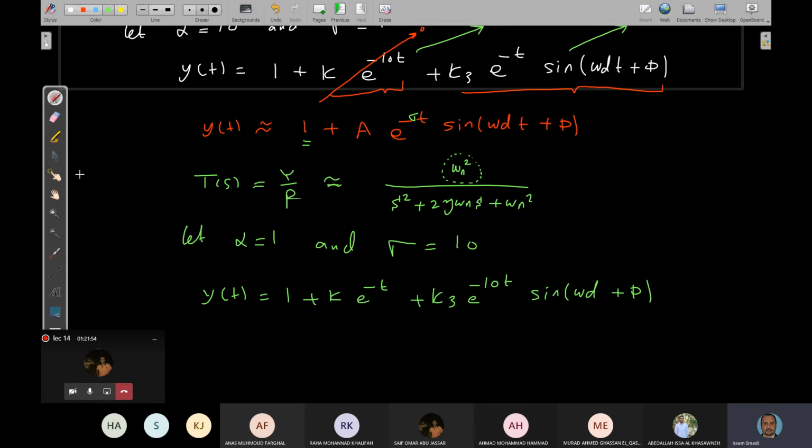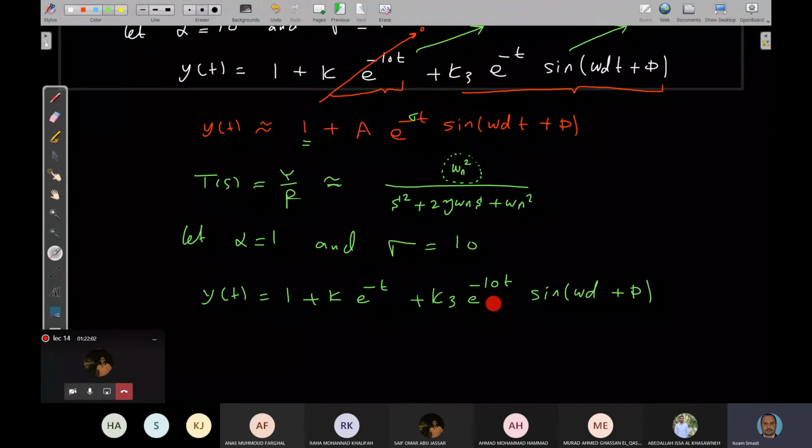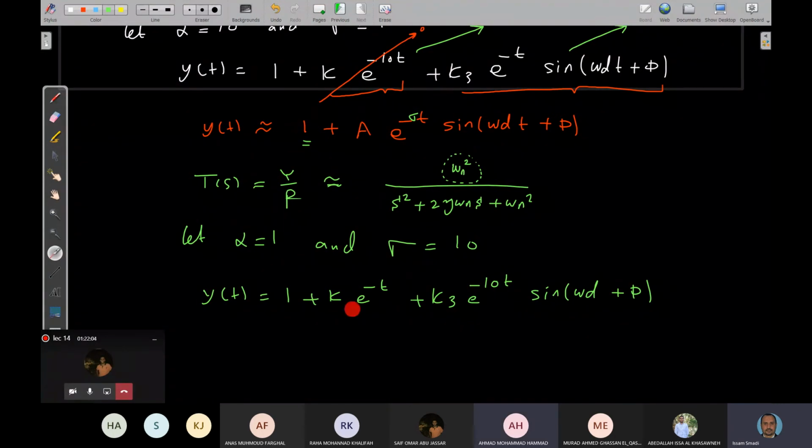Now, which one is the dominant? Which one is the non-dominant here? The first is dominant, the second is non-dominant. Why? Because this one will vanish much faster, 10 times faster actually. So simply this means that y of t can be characterized as 1 plus a certain k, let's say k4, exponential minus t. So it can be 1 plus k4 exponential minus alpha t.